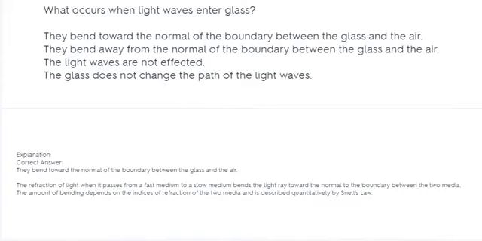What occurs when light waves enter glass? They bend toward the normal of the boundary between the glass and the air. They bend away from the normal of the boundary between the glass and the air. The light waves are not affected. The glass does not change the path of the light waves.